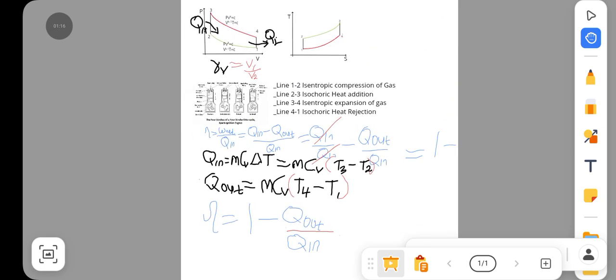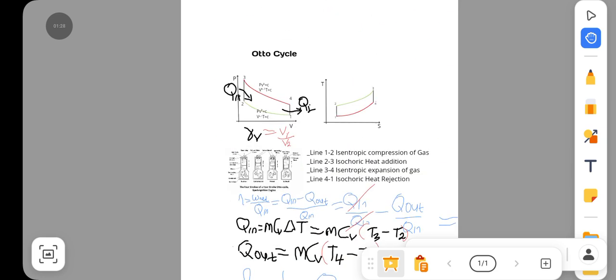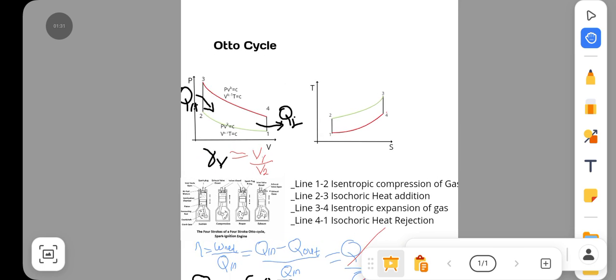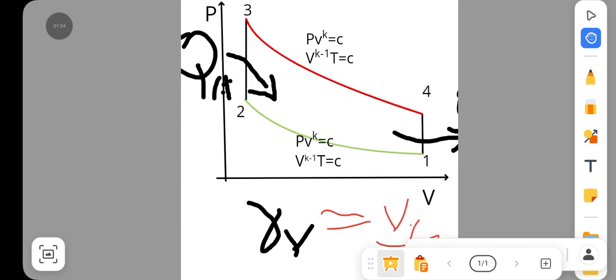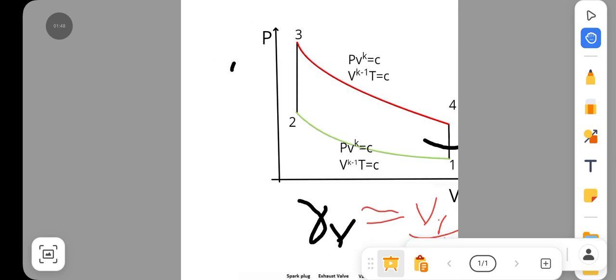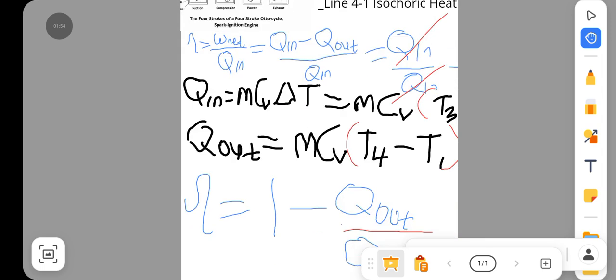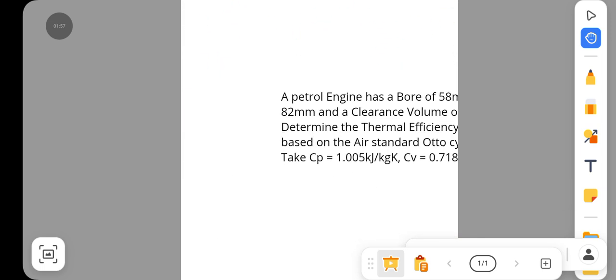As I mentioned earlier, we are given our clearance volume, and our clearance volume is known as V2. That is V2 from the diagram over here. So we just need to find our values of V1 and V2, so we can use them to calculate our compression ratio. So how can we use our compression ratio to solve this question?